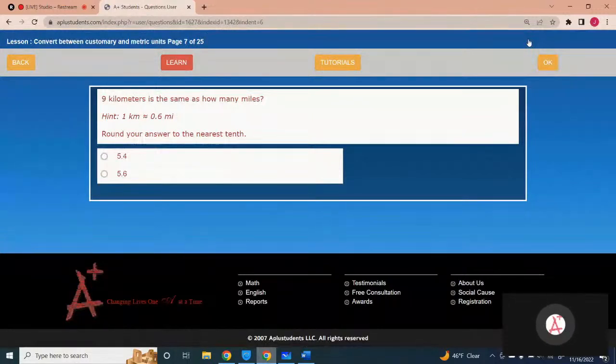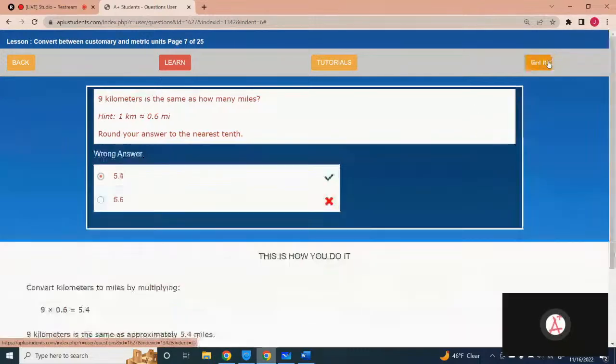Okay, 9 kilograms is the same as how many miles? So in 1 kilogram, we have 1.6 miles. So 9 times 0.6 is, it would be 9, 0.6 times 9 is 5.6. Okay, you can complete the test by yourself later today. Let me just move on to the next topic. Sorry, it is 5.4. Okay, let me just move on to the next topic.